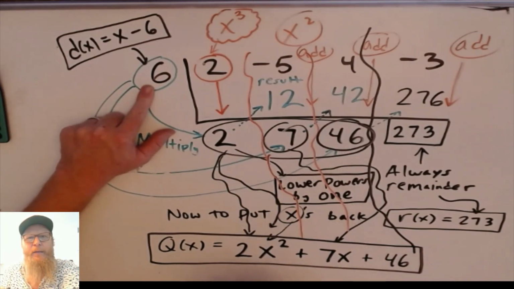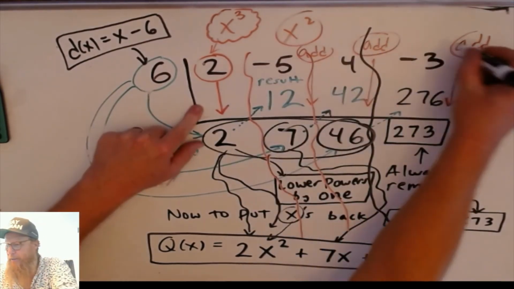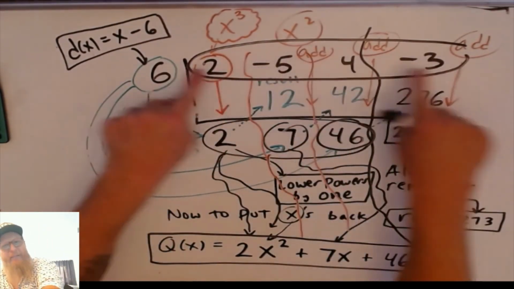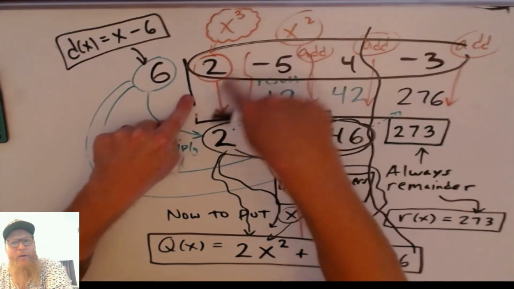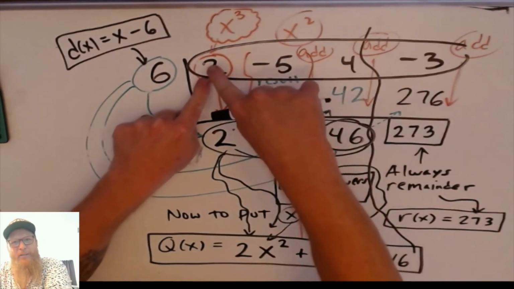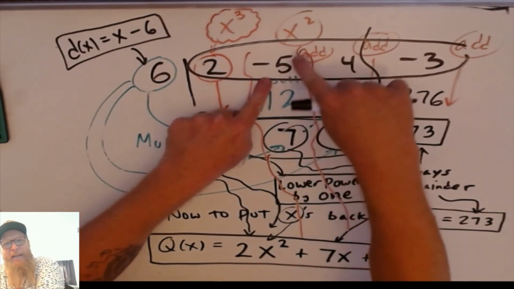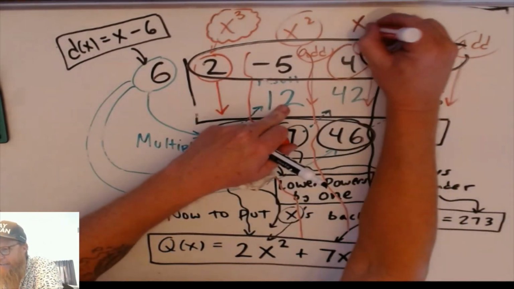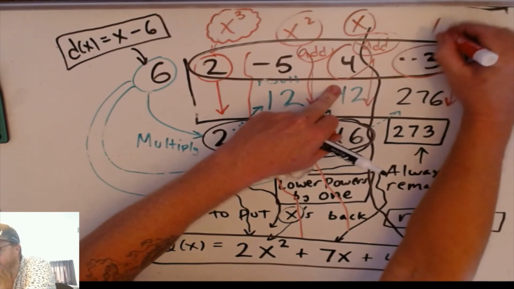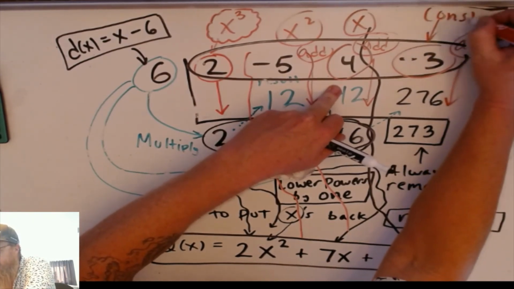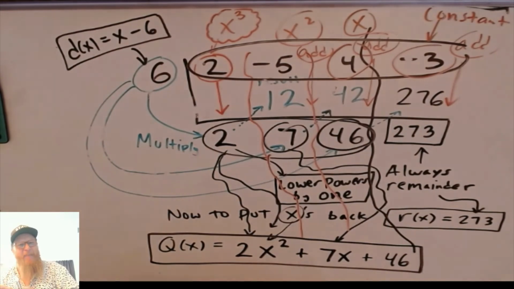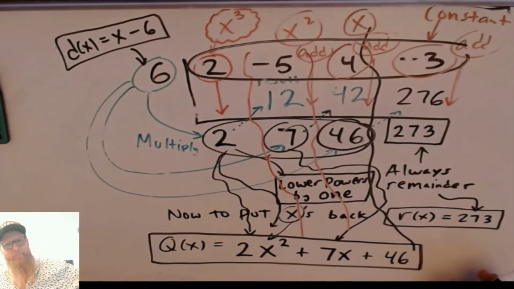Okay. And then the quotient's down here. The dividend is exactly what it was, just with the x's removed. So that's 2x cubed, negative 5x squared, this is 4x, and then this negative 3 was the constant. So you want to have that sort of thing memorized before you try to do any more examples.